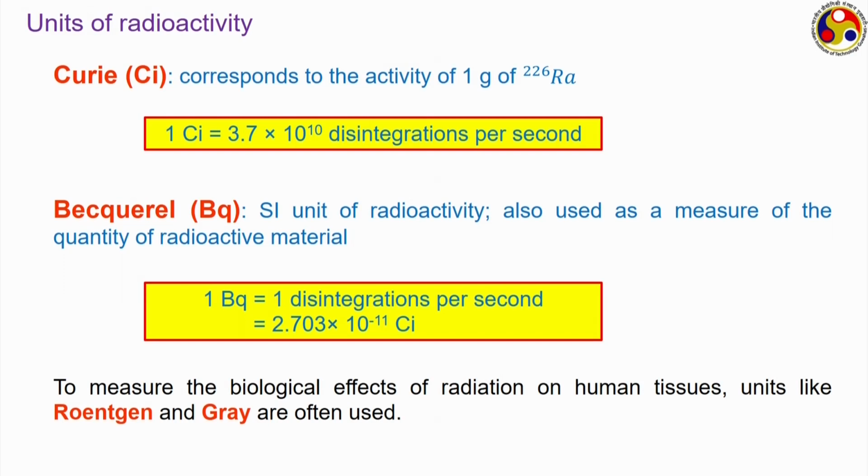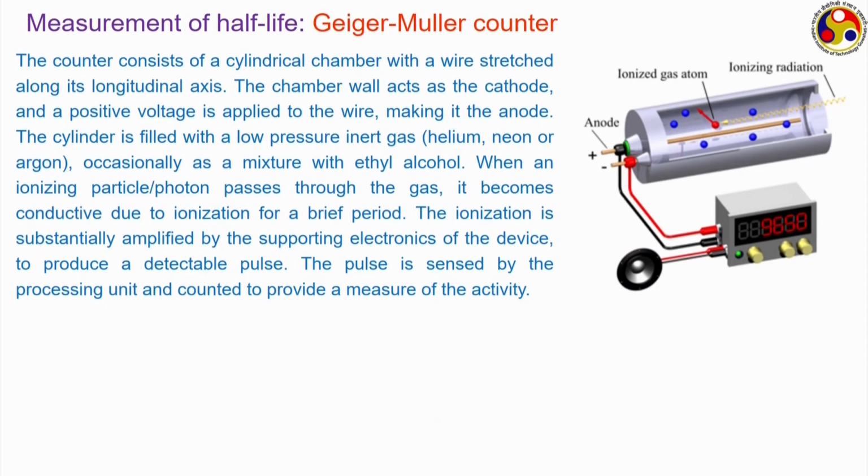Also, to measure the biological effect of radiation in human tissues, there are units like Roentgen and Gray which are often used, but we shall be discussing more about them in a later module when we shall be talking about the biological effects of radiation. The measurement of half-life is a very important one, because just by measuring half-life we can easily identify the radioisotope itself.